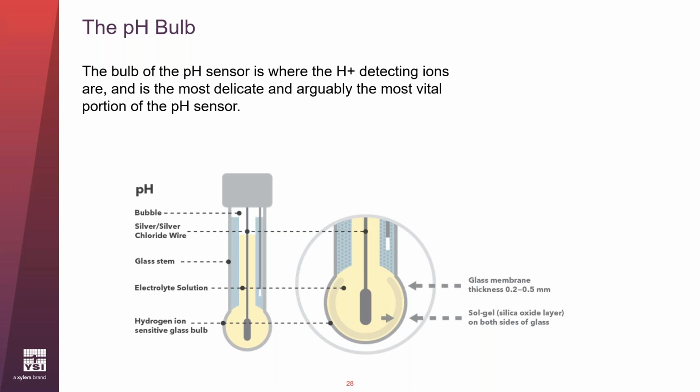The sides are composed of glass, although sometimes you'll not see this since it can be covered with epoxy or other material. It's filled with electrolyte solution that is selected to balance the potentials that were mentioned a few slides earlier. The most important part here, though, is still the bulb itself. It's very, very delicate, very, very thin, about 0.2 to 0.5 millimeters in thickness. Both the inside and outside are coated with an extremely thin layer of silica oxide gel. That gel is seeded with a substance that selectively looks for hydrogen ions, and this portion of the bulb is what creates that U4 potential that we were looking at previously.